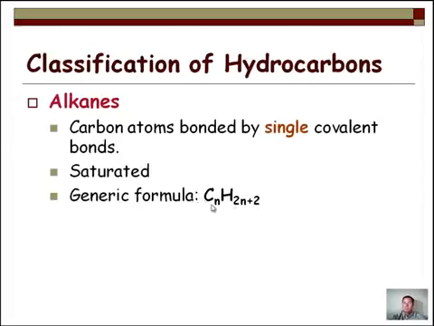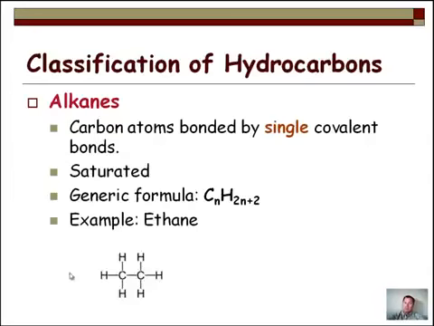What this means is, let's say it's C1. That would mean hydrogen would be 2 times 1 is 2, plus 2, 4. So it'd be C1H4, or CH4, which is methane. Another example could be ethane. Here it is. We've got 2 carbons, so that would mean hydrogen is 2 times 2 is 4, plus 2 is 6. So 1, 2, 3, 4, 5, 6 hydrogens.